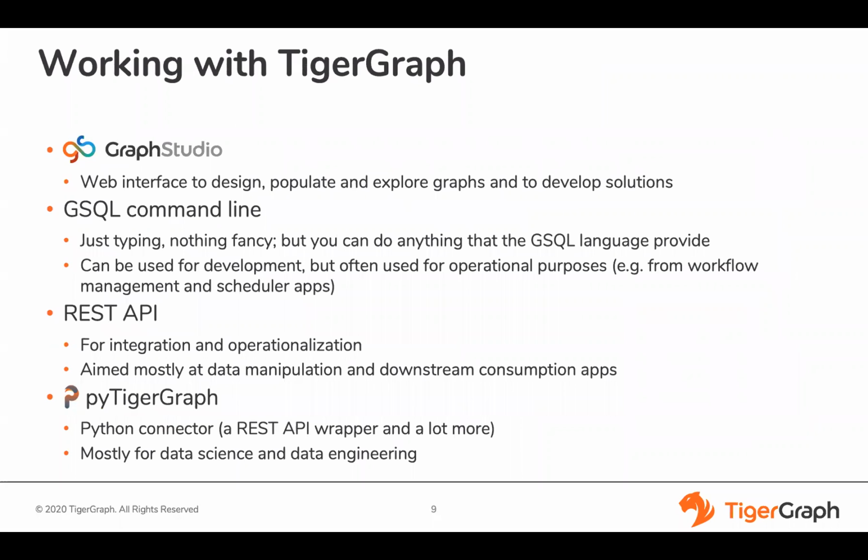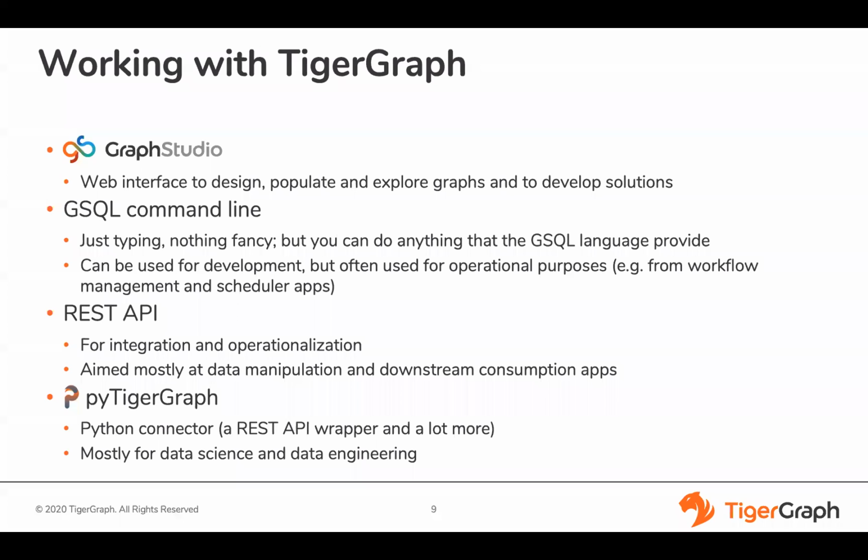The four main tools to work with TigerGraph are Graph Studio, which is a web interface to design, populate, and explore graphs and to develop solutions; and the GSQL command line utility that allows you to enter and execute arbitrary GSQL statements. GSQL, Graph Structure Query Language, is the query and programming language of TigerGraph. It's an easy to learn yet powerful language modeled on, as the name suggests, the structured query language of relational databases. We will take a closer look at it later.